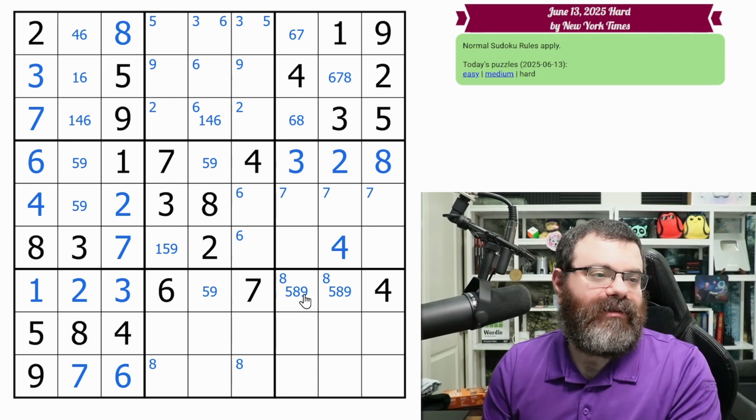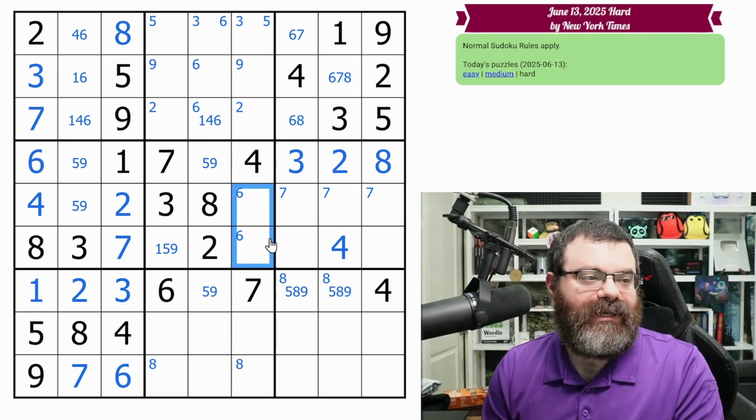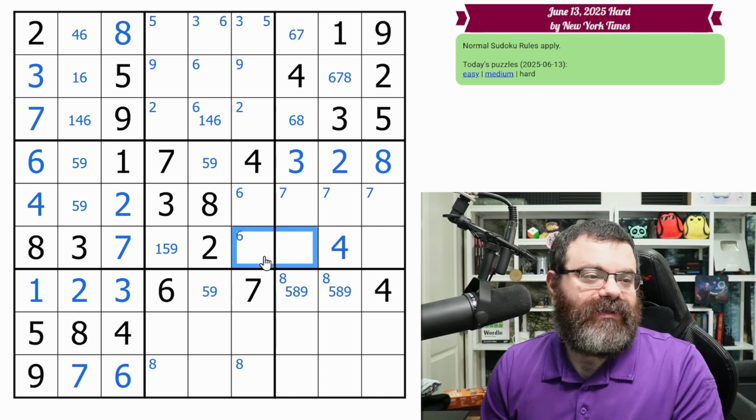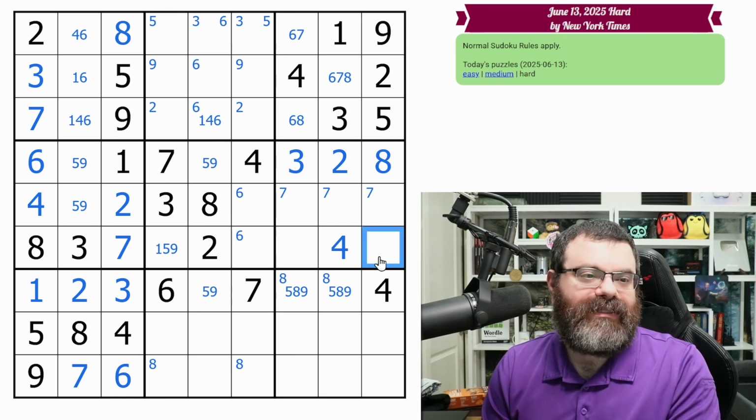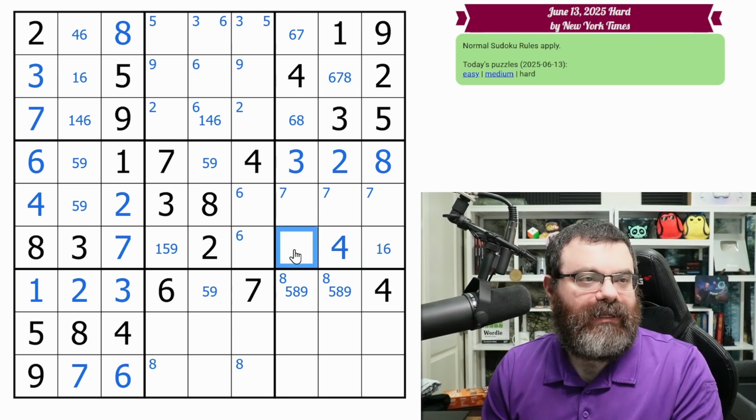Otherwise, they can be all of 1, 5, 6, 9, as far as I can tell. So does that mean this row is also 1, 5, 6, 9? I think it has to be. So this can't be 5 or 9. So this is down to 1, 6. I'll just center mark that. 1, 5, 6, 9. I think this can be any of them.